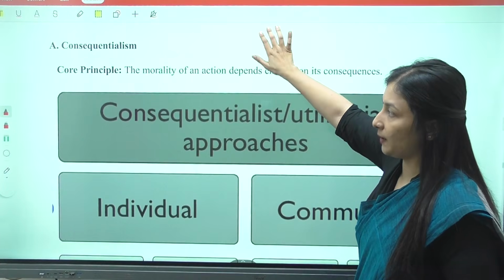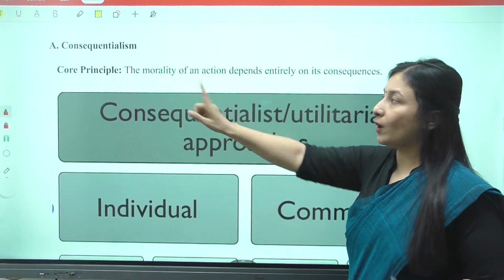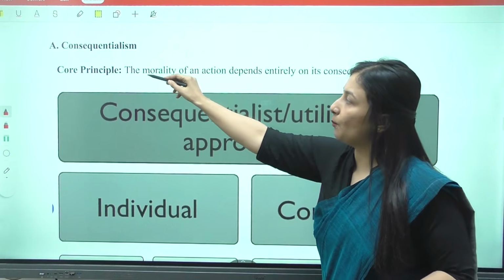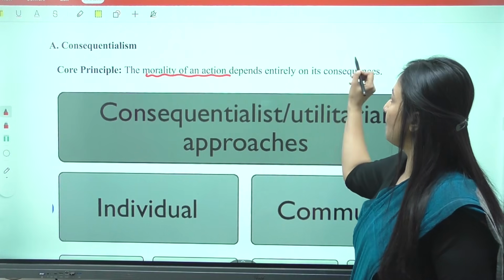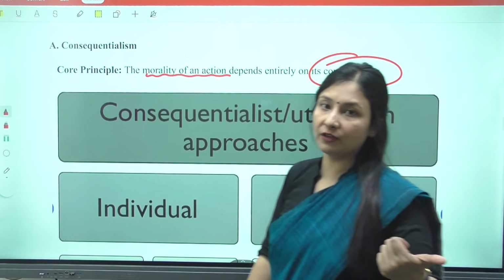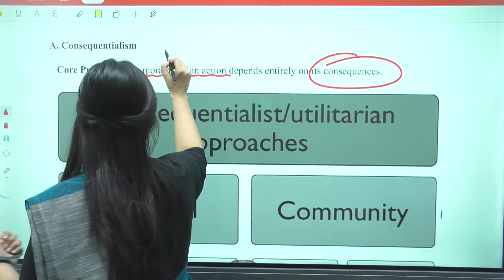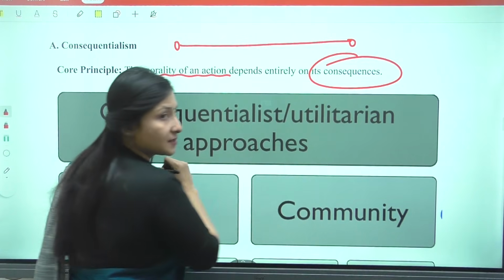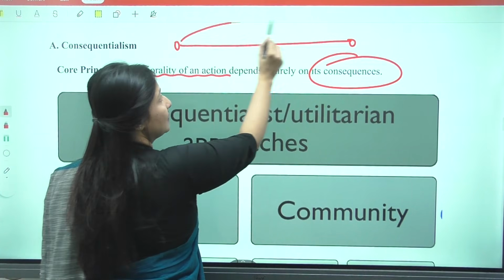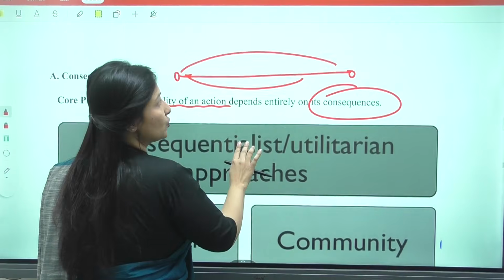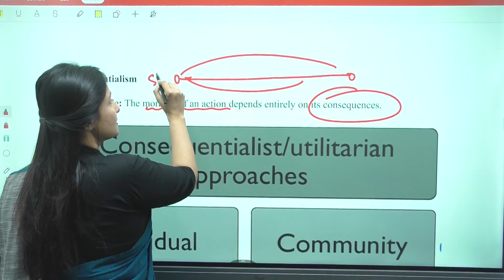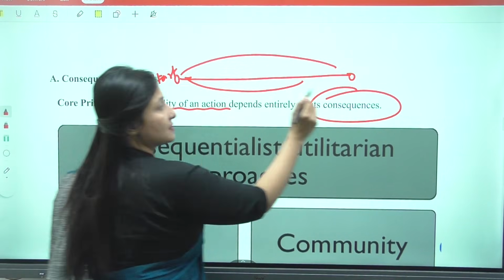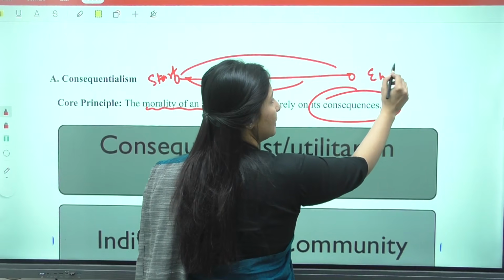This is very important. Consequentialism. What is their core principle? That the morality of an action depends on the consequence or the purpose. Now, suppose I have to go here, right? There are multiple means to do that, right? This is the start line and this is the end line.